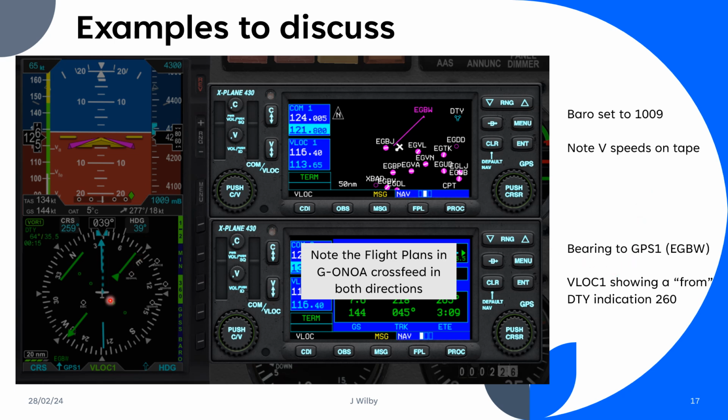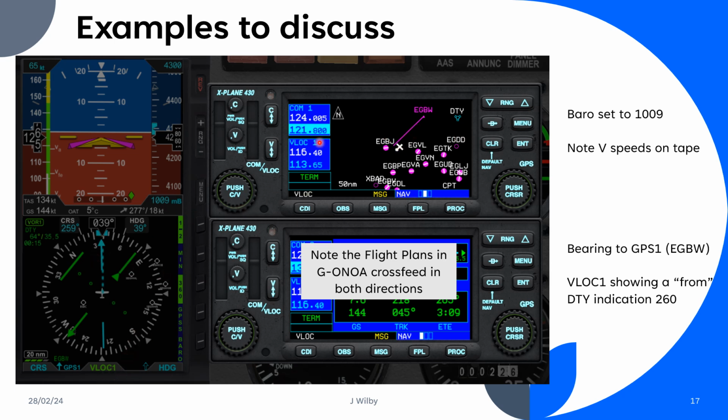In this case here, the bearing is set to GPS 1, which is on this top nav here, which happens to be Wellesbourne. So you see the bearing there. It's the blue line, indicated with a single blue line here. And that feels sort of logically correct. Yeah, it's slightly off our current heading.